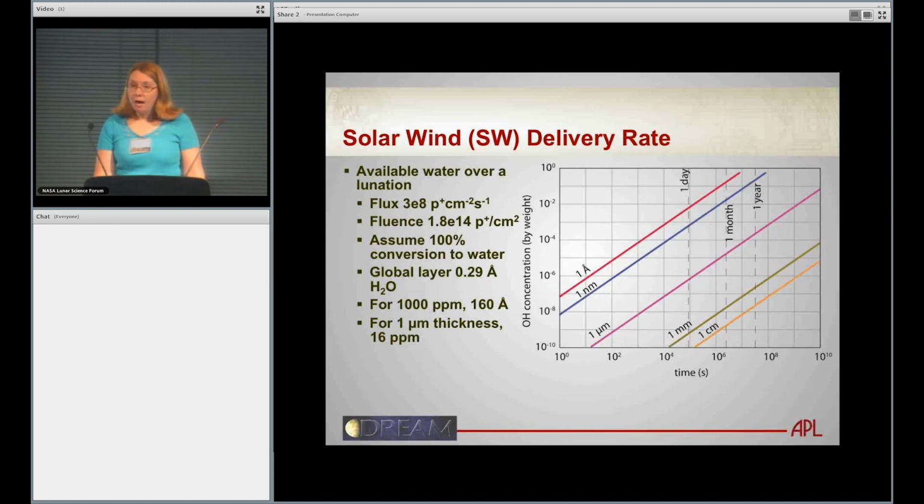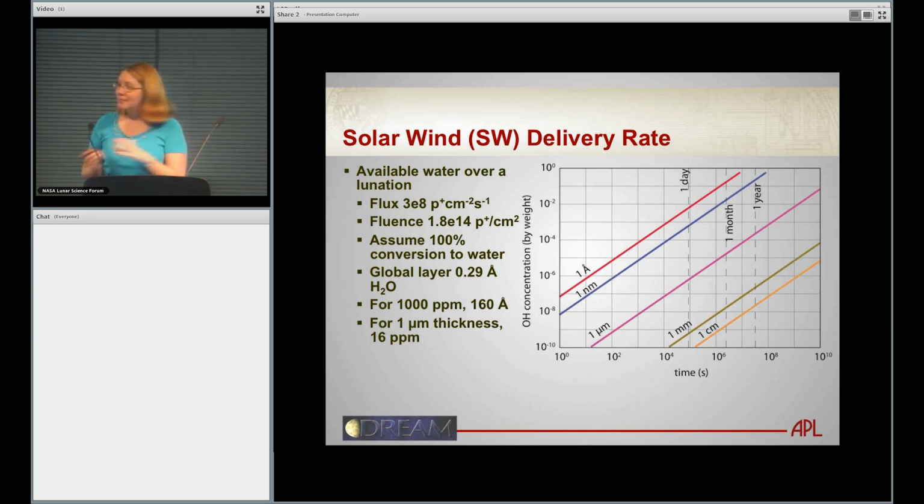So how much solar wind is available to do this? How much OH can you create, or water can you create? If you take all the solar wind protons over the course of a lunation that hit the moon and you convert it to water, and then you spread it across the entire surface of the moon into a global ocean, that global ocean would be a fraction of an angstrom thick.